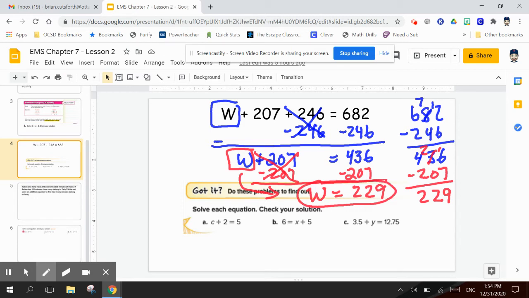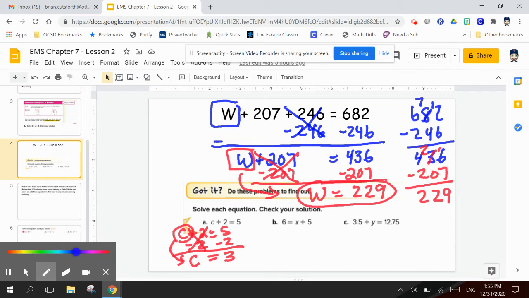So let's look at our got it problems. Letter A, C plus 2 equals 5. Use the opposite whenever I have to add. I want to subtract to find the value for C. C plus 2 equals 5. So I'm going to subtract 2 from both sides. 5 minus 2 is 3. 2 minus 2 is 0, so those cancel out. I'm left with C, and C equals 3.